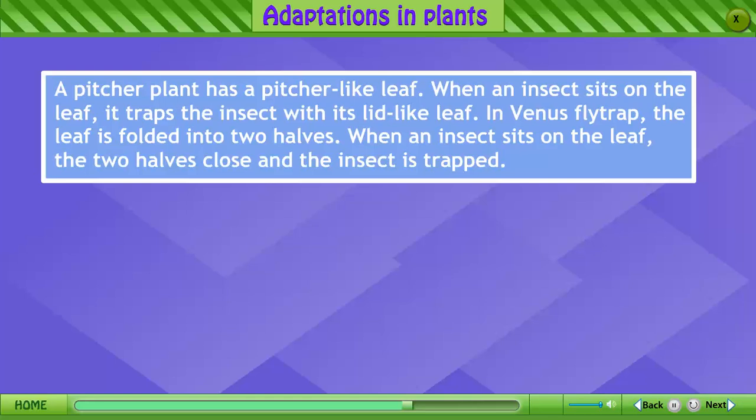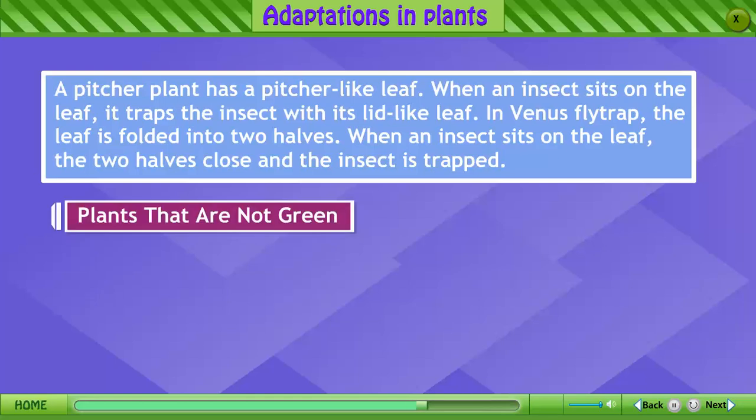A pitcher plant has a pitcher-like leaf. When an insect sits on the leaf, it traps the insect with its lid-like leaf. In Venus flytrap, the leaf is folded into two halves. When an insect sits on the leaf, the two halves close and the insect is trapped.